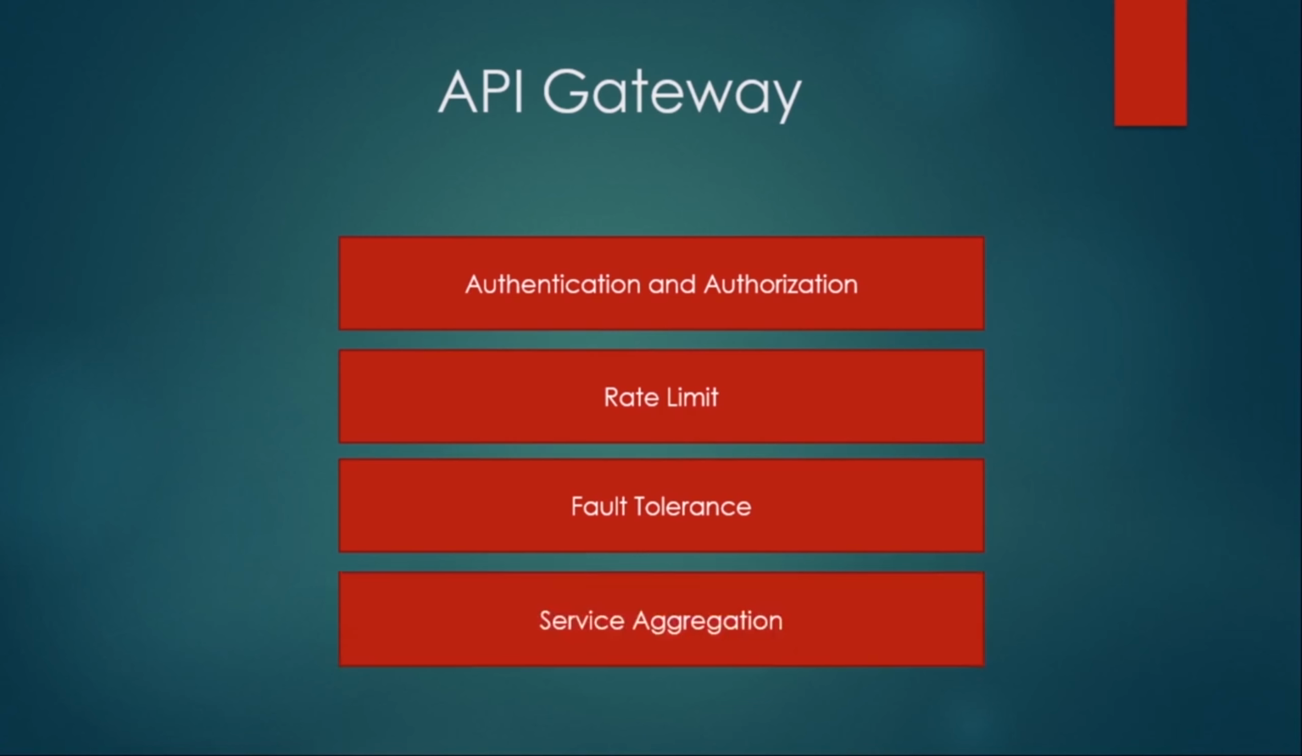And service aggregation. What is service aggregation? Suppose a third party application is using your 10 APIs. In real time, it can be more. So you cannot provide all 10 APIs' implementation to the third party customer. Instead, you can provide just one endpoint, and internally you can connect with your 10 APIs and provide only a single implementation to the end user or to the third party customer that is using your service.